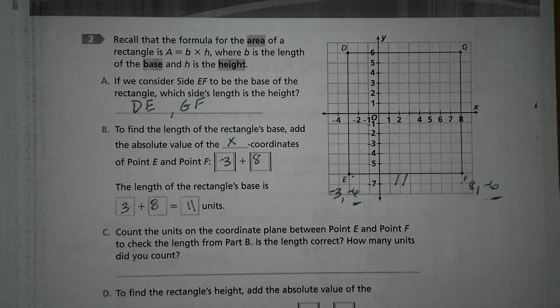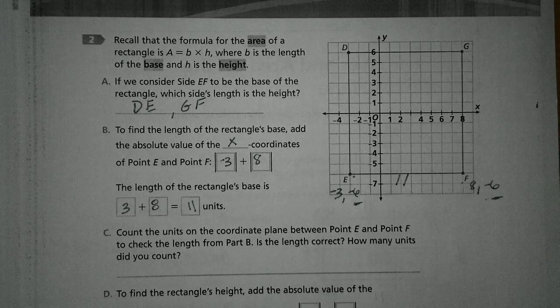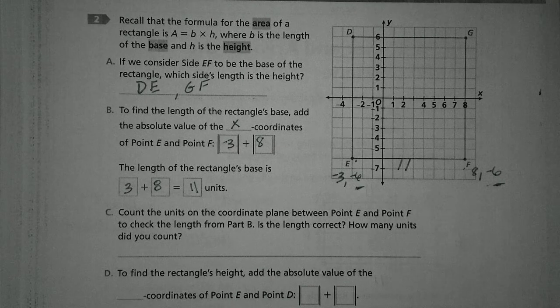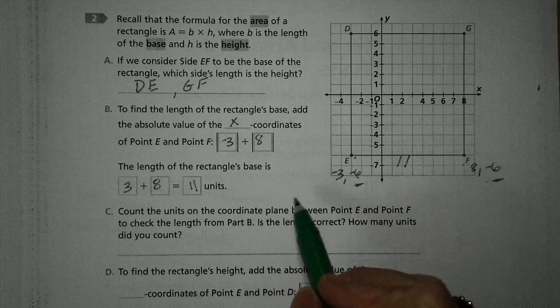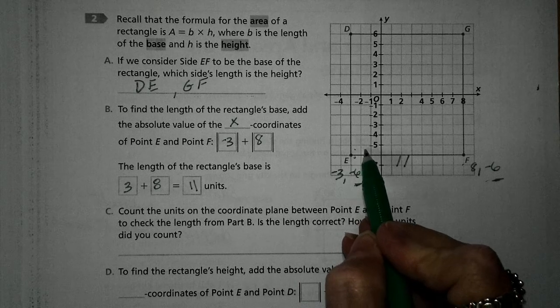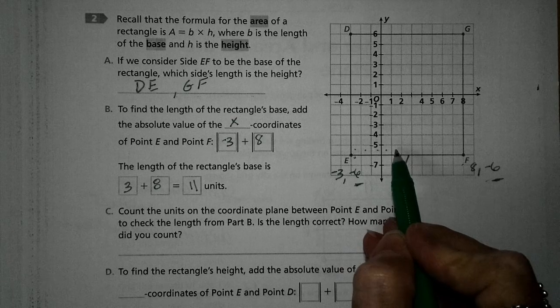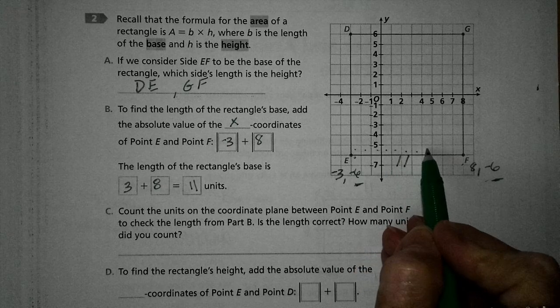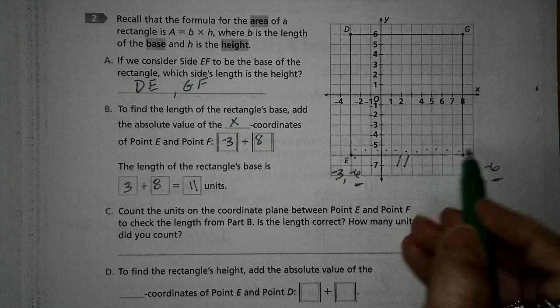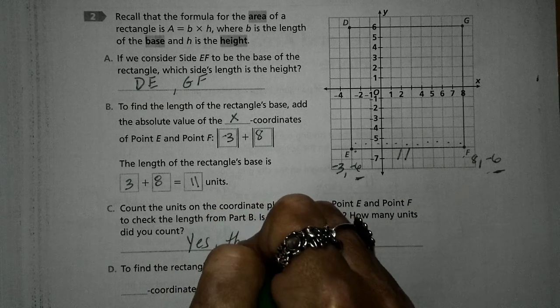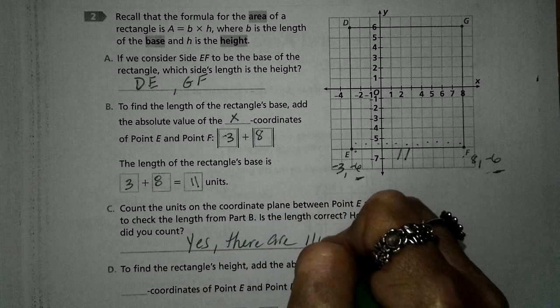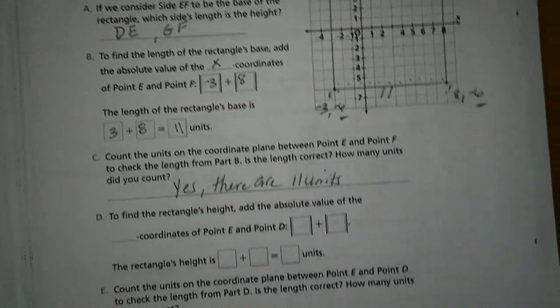Okay? So it says count the units on the coordinate plane between E and F to check the lengths from part B. Is the length correct? How many units did you count? So now they want us to count them. 1, 2, 3, 4, 5, 6, 7, 8, 9, 10, 11. So that answer would be yes. There are 11 units.